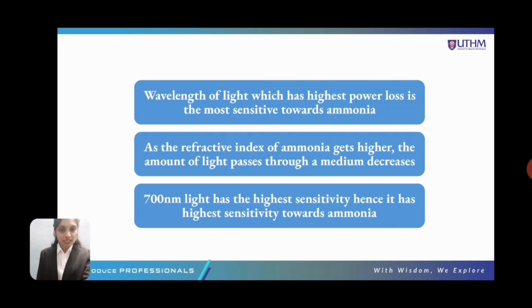So, from the simulation result, we can summarize that the wavelength of light which has the highest power loss is the most sensitive towards ammonia. As the refractive index of ammonia gets higher, the amount of light passing through the medium decreases. Therefore, light with a 700 nanometer wavelength has the highest sensitivity towards ammonia.